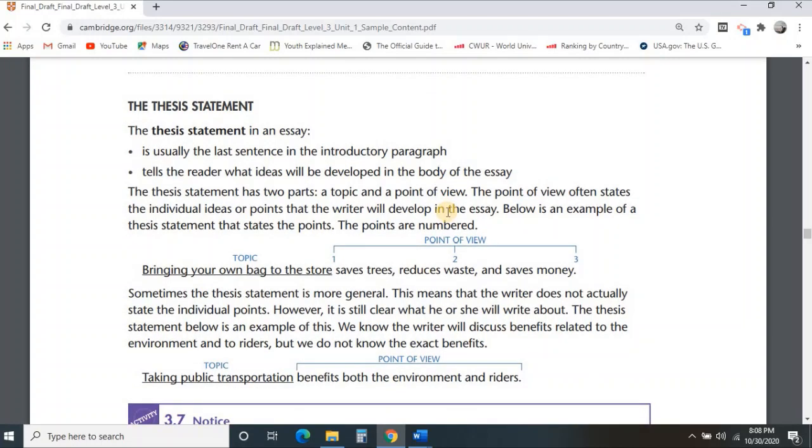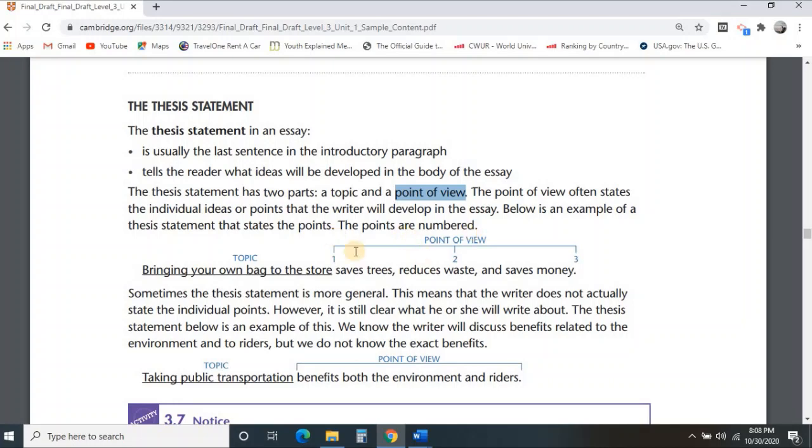Now, what makes a thesis statement? A thesis is made up of 2 parts. Every thesis statement has to have these 2 parts. The first one is the topic, and the second is the point of view. We call it the point of view or opinion or attitude, whatever. The same thing. The point of view often states the individual ideas or points that the writer will develop in the essay. Below is an example of a thesis statement that states the points are numbered.